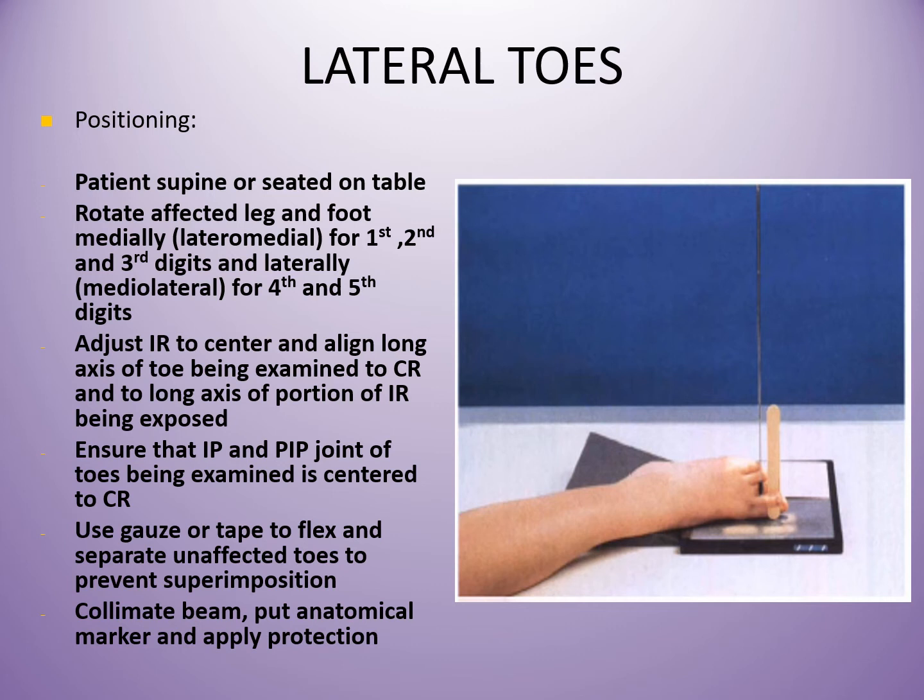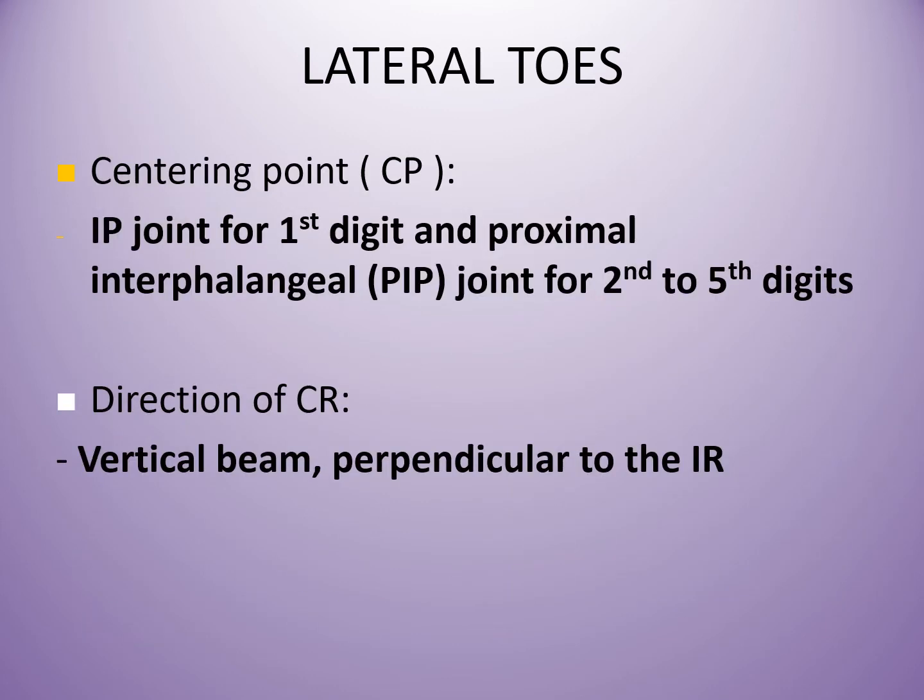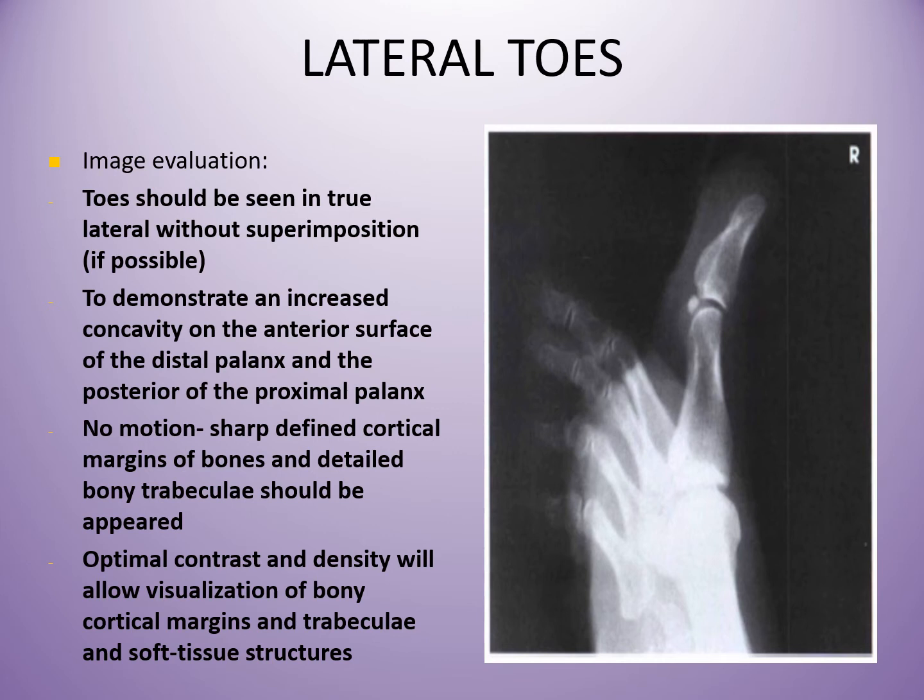Okay, limit the beam. You can as well apply the tip to the patient. So the centering point is at the interphalangeal joint for the first digit and proximal interphalangeal joint for second to 5 digits. Okay, and directed vertical beam and perpendicular to the image receptor. And this is supposed to appear on the image, projecting the lateral big toes here. Alright, you can see the interphalangeal joint here, the open space indicates true lateral.